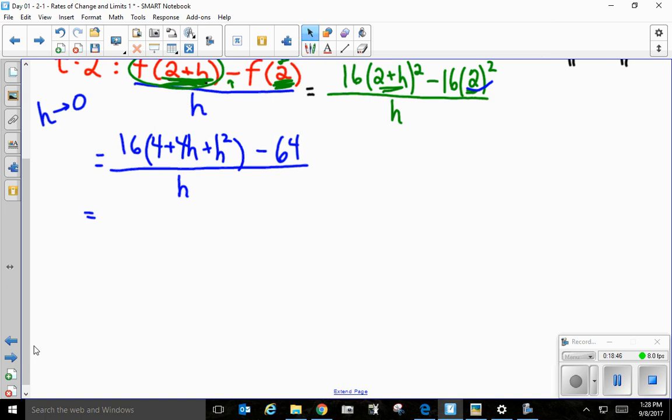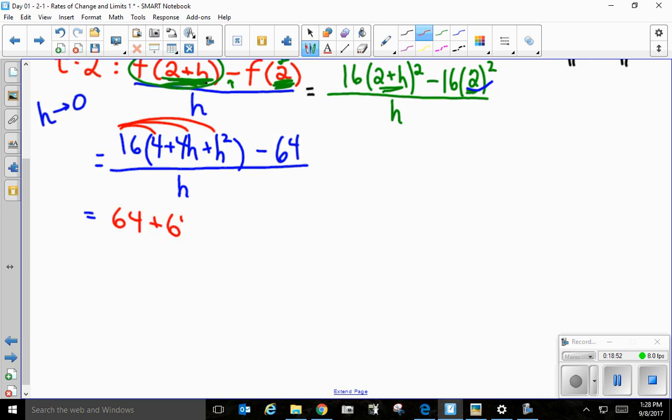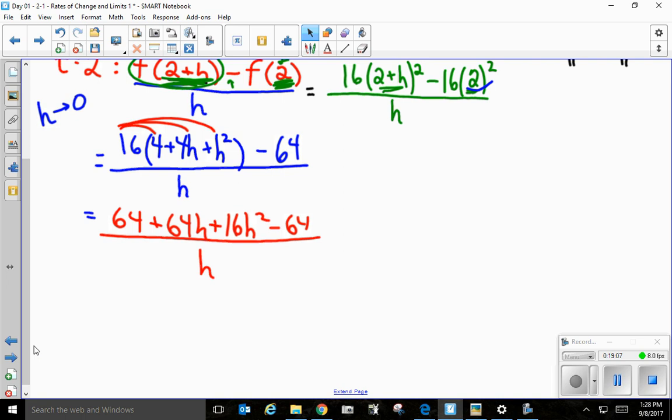Let's distribute our 16. I've got 64 plus 64h plus 16h squared minus 64 all over h. Nothing crazy. If you do this right every time, your first term and your last term should cancel. You have a positive 64 and a negative 64.